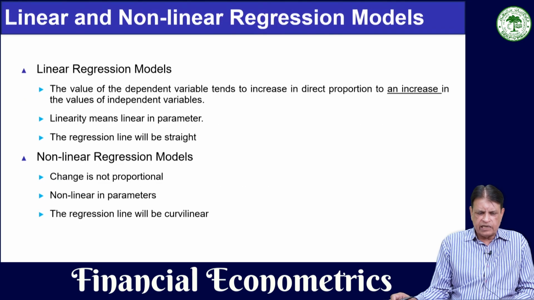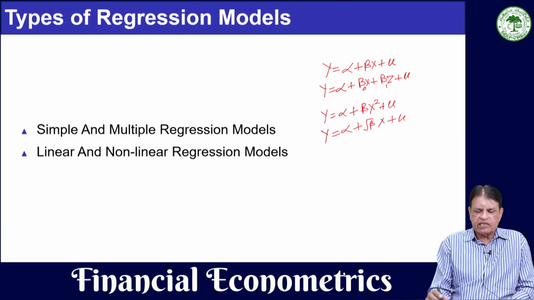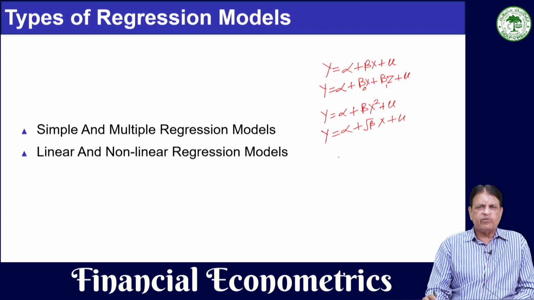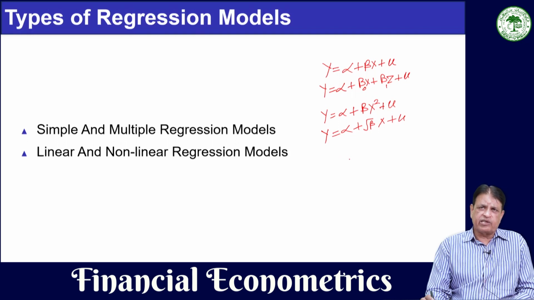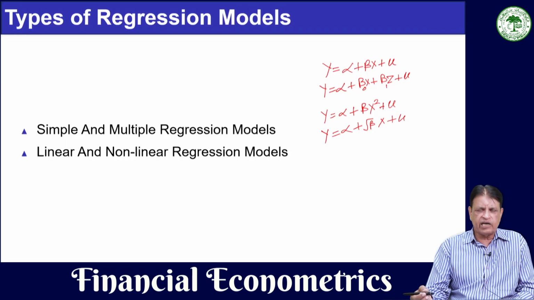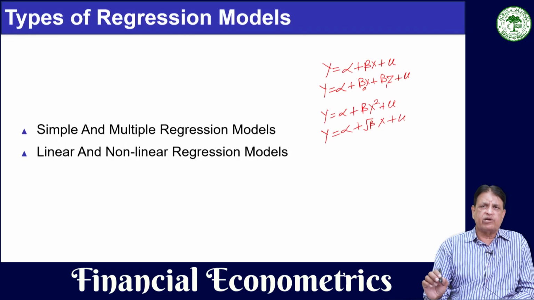Let me come to that again. Simple and multiple linear, both have a single equation. Along with that, we have a simultaneous equation model, where we have more than one equation. Here we have only one equation, whether it is a simple regression model or a multiple regression model. In both, whether linear or non-linear, we have a single equation. We call it a single equation model.